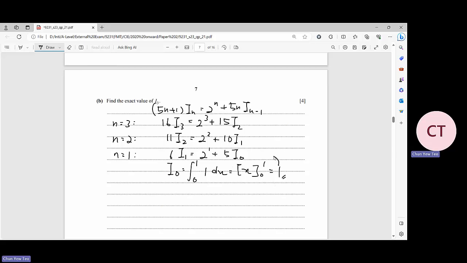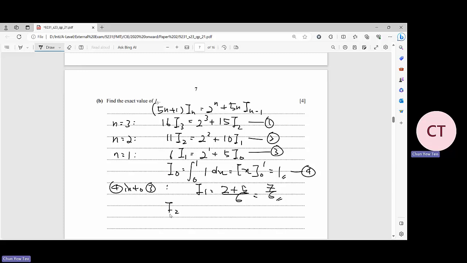Now we can put this inside here. After we get I1, then we put it inside here. After that, we put it inside here. Then eventually we can get I3. What you need to do is just be very careful. Maybe I should call these equation 1, equation 2, equation 3, and equation 4. So 4 into 3, I get I1 equals 2 plus 5 over 6. I get 7 over 6.